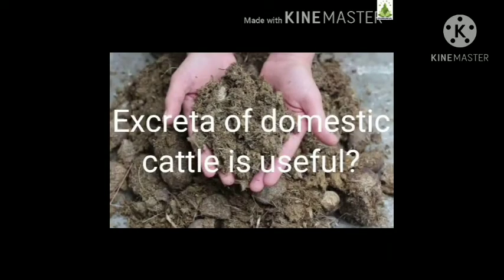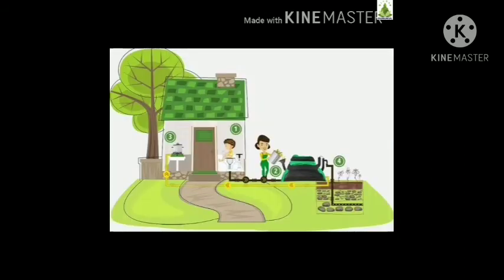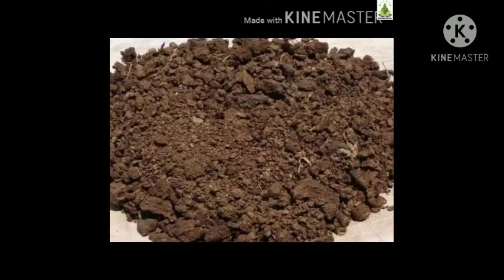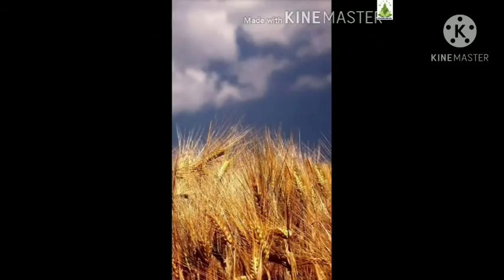Children, do you all know excreta of animals is also useful for us? Excreta means solid waste removed out of the body. Excreta of animals is used to make dung cakes which are used as fuel. Gobar gas is also prepared from the cattle dung. Children, cattle dung and sheep pellets serve as good manure for growing crops.